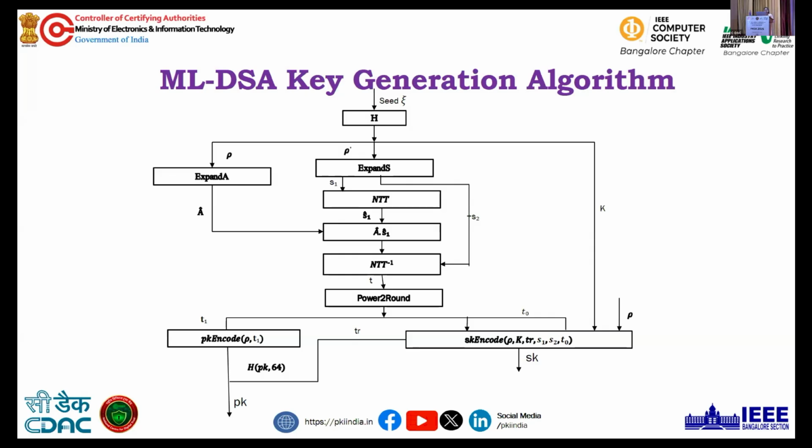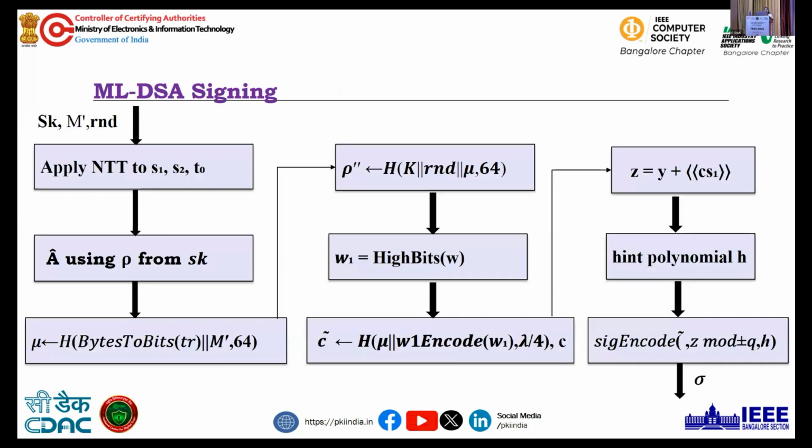Using the seed, the private key and public key are generated, and the private key is given as input to the ML-DSA signing algorithm. Here the inputs are SK, M prime, the message, and RND. In ML-DSA signing, there are two types of RND: one is hedged and the other is deterministic.